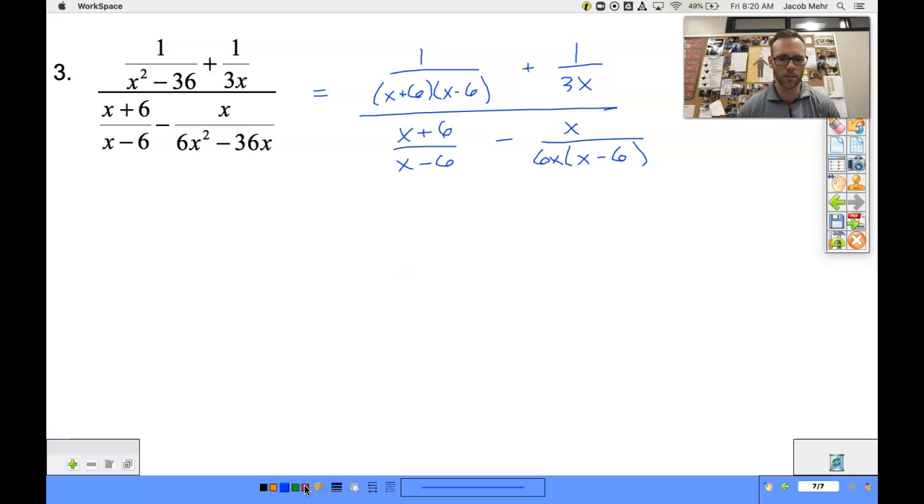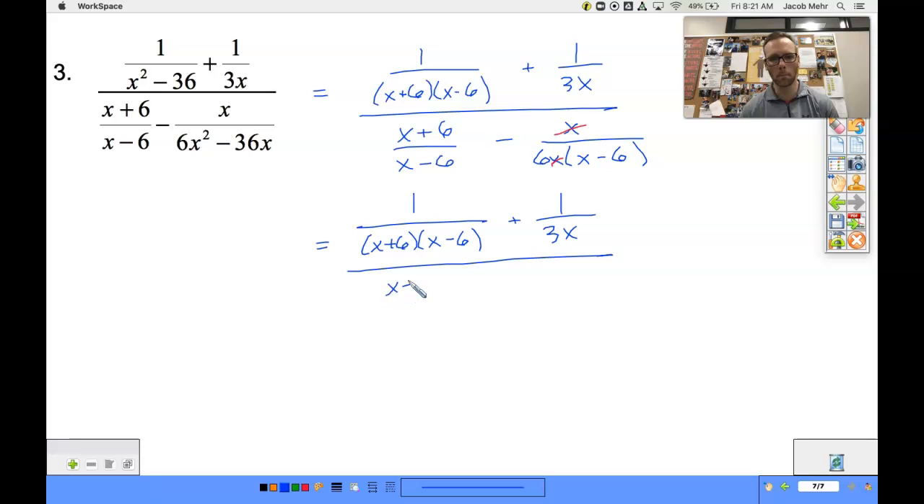Now, before I go any further, I do notice that this x and that x will cancel out. So I think it's worth doing that because that'll make our LCD smaller and allow us to do less simplifying at the end. All right, so there we go.